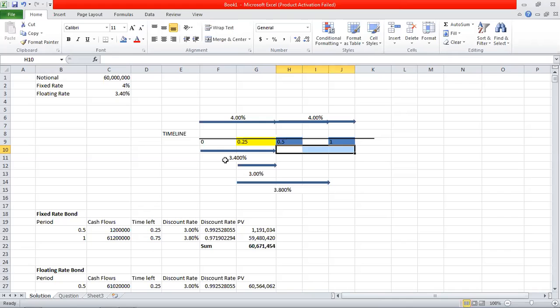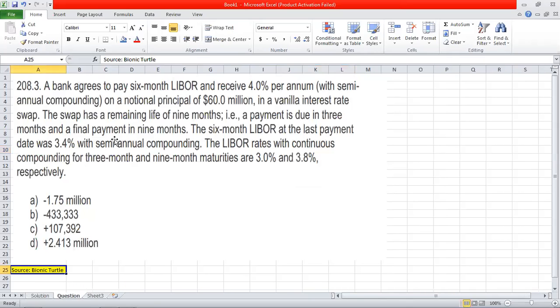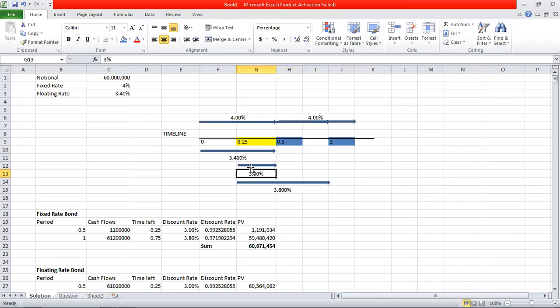Let's keep on reading. The LIBOR rates with continuous compounding for 3 months and 9 months maturities are 3% and 3.8% respectively. So the discount rate, or the market interest rate, for 3 months' time: remember, we are valuing at period 0.25. So the market interest rate between 0.25 and 0.5 is 3%, and the market interest rate between 0.25 and period 1 is 3.8%.